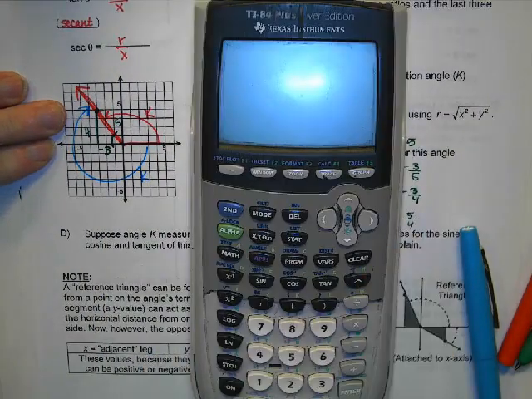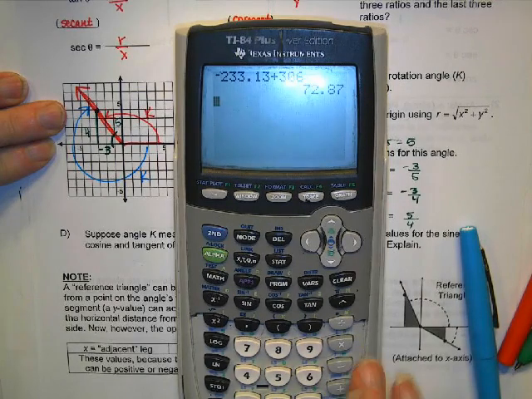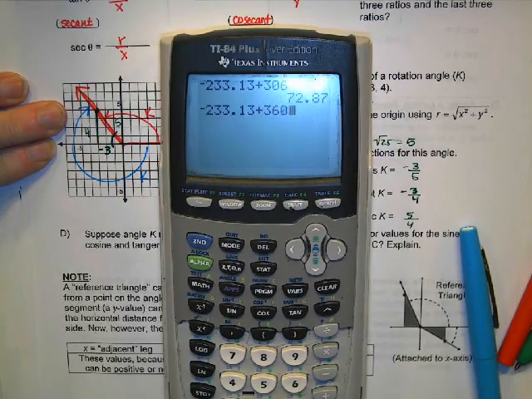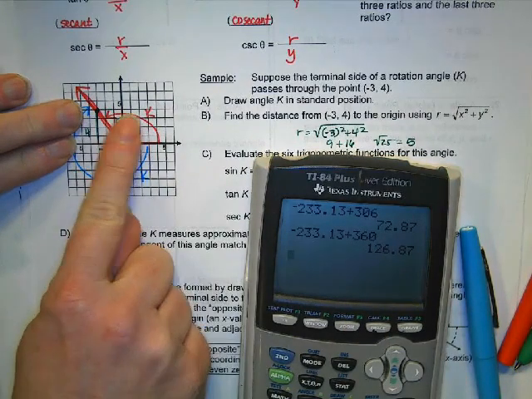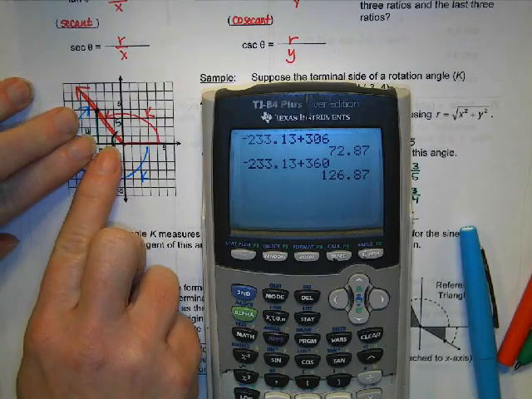-233.13. So -233.13 plus 360, there we go, is 126.87. So that would be the K angle that I have marked in red. But we'll see in just a second.